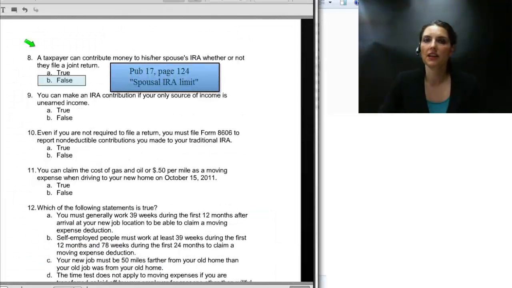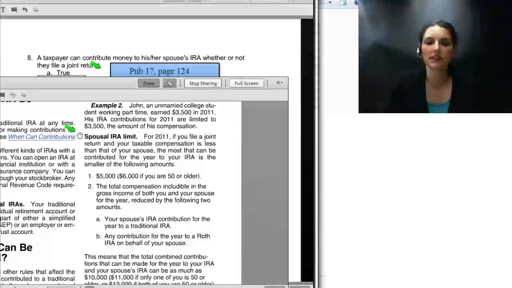And the next question in line is question number 8. A taxpayer can contribute money to his or her spouse's IRA whether or not they file a joint return. The answer to this question is false, and to find out more, go to Publication 17, page 124, Spousal IRA Limit. And I have Pub 17 here open in front of you where it says Spousal IRA Limit.